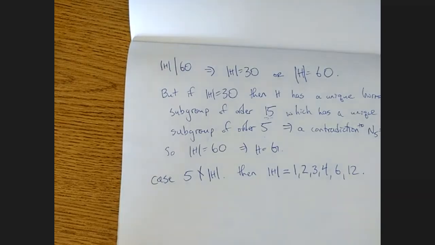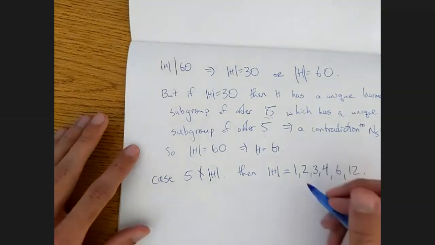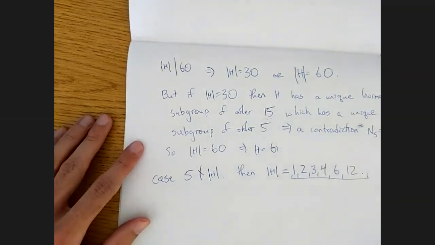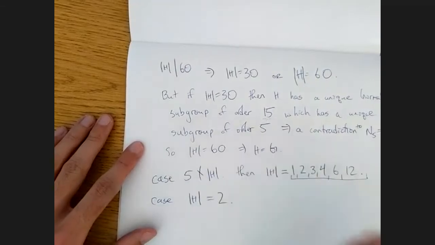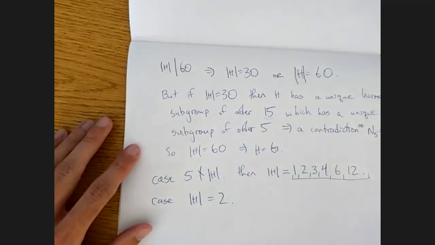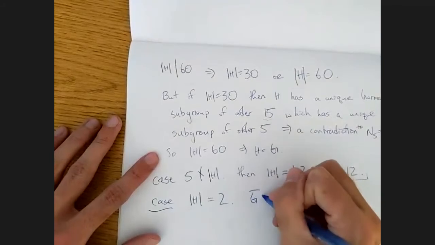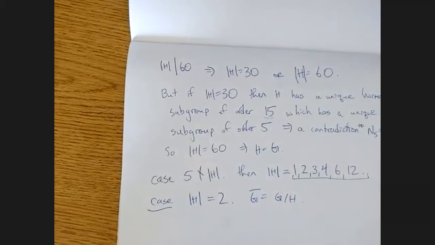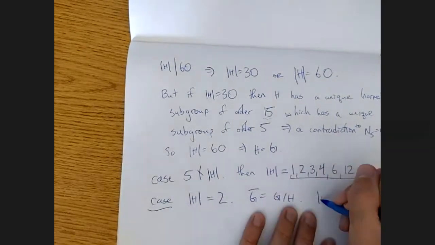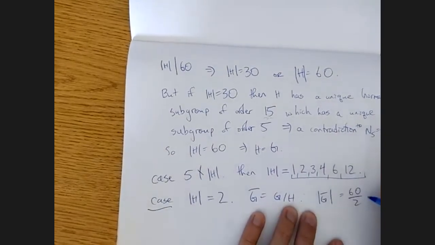Okay. So what happens? I guess in the textbook they use some tricks, but let's just go through this case by case. If the order of H is 2, look at G bar, which is G mod H. G bar is a group of order 30. The order of G bar is just 60 divided by 2, which is 30.